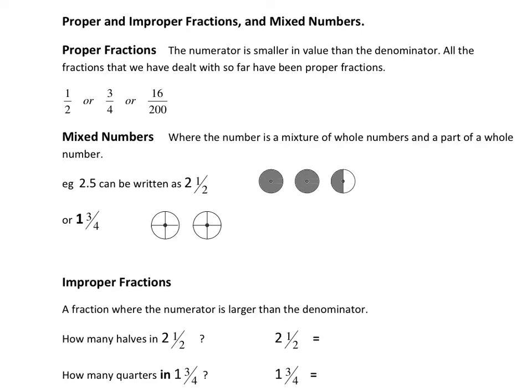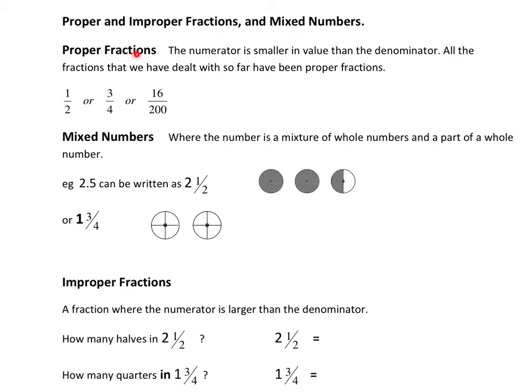We've looked at making equivalent fractions and we've looked at simplifying fractions. We're now going to have a look at different types of fractions and give them names. So we're looking at proper fractions, improper fractions and mixed numbers.